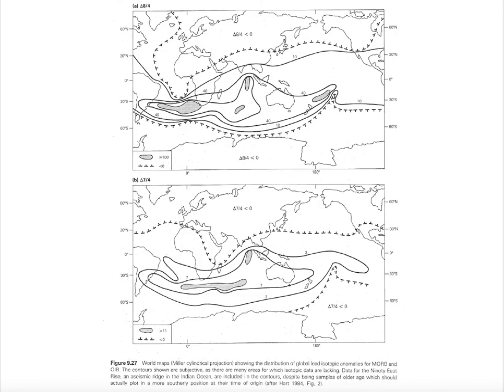So what do we have here? We have figure A and we have figure B. And there we can see the world map showing the distribution of global isotopic anomalies for MORB and OIB. The contours shown are subjective, as there are many areas for which isotopic data are lacking.